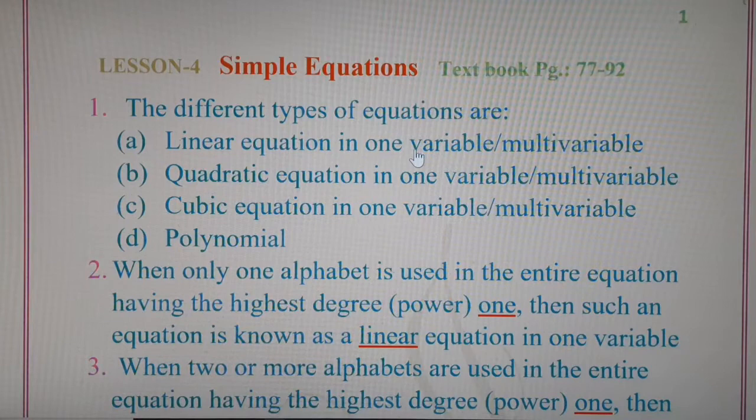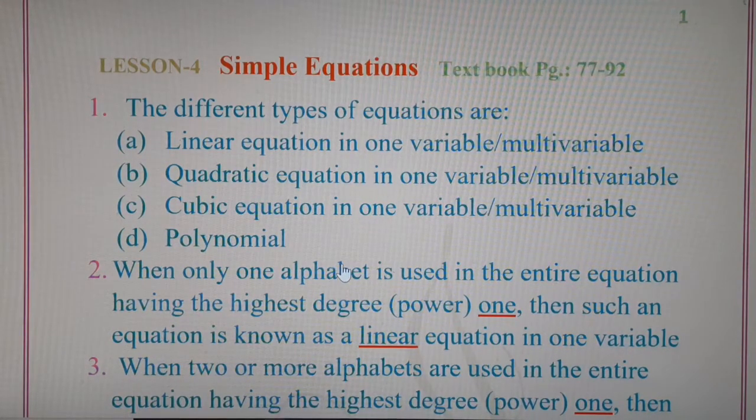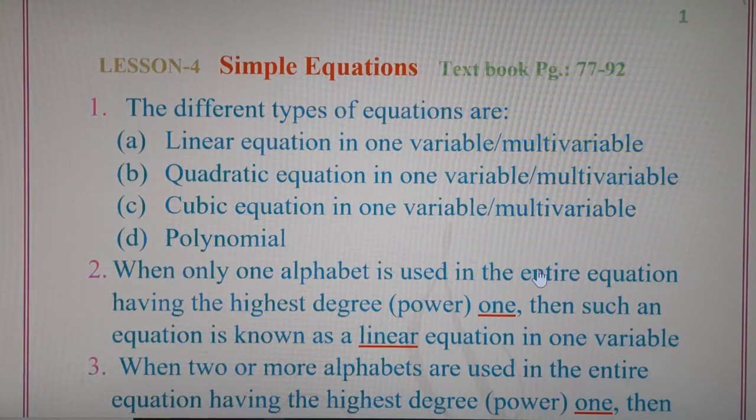The first word we have to remember is variable. Variable means when any alphabet is used, then that alphabet is called a variable. For example, A, B, C, D, X, Y, Z, P, Q, R, S, T, those letters of the English alphabet are known as variables when used in a mathematical equation. So let me read it further.